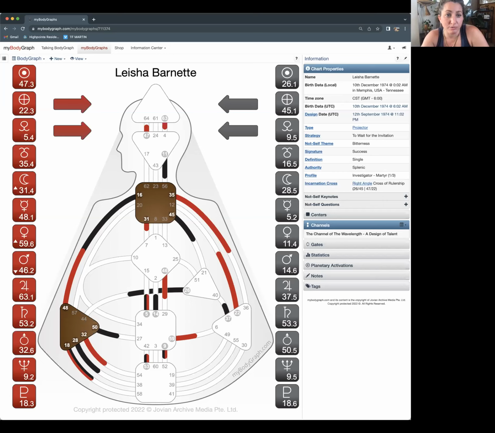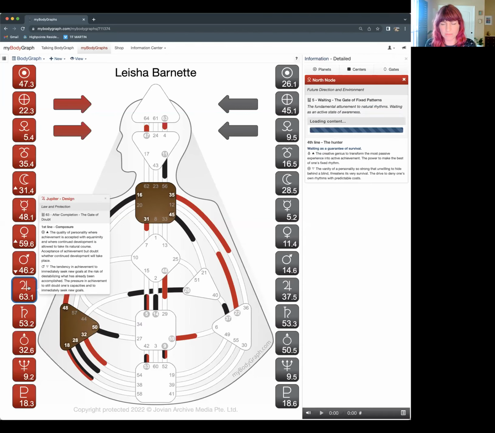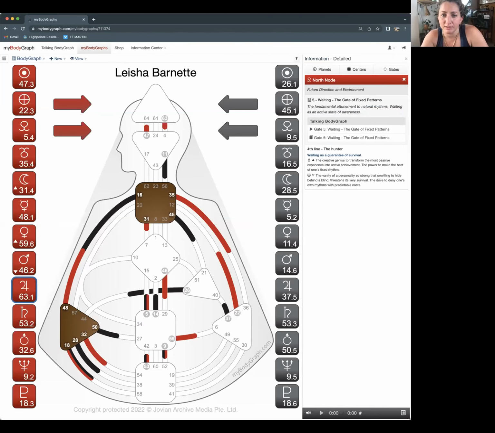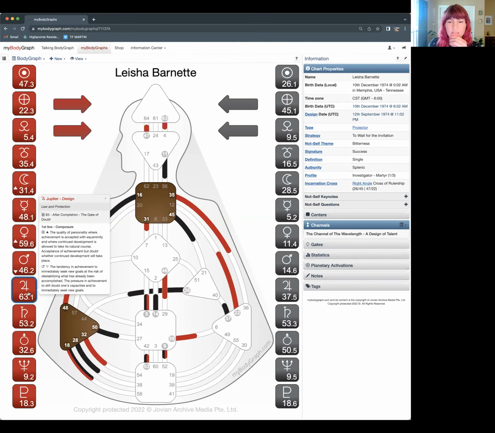Mine is in Jupiter in the 3rd line. Is that how you would say it correctly? Say that one more time. Jupiter in the 3rd line. You say the gate, and then what line, right? Like, what gate is in your Jupiter? Gate 64 in the 3rd line, yes.